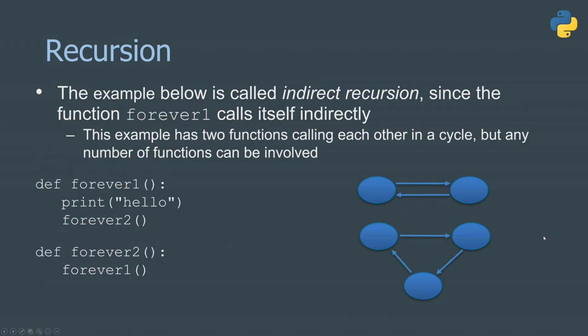Indirect recursion, and there's a couple of examples here, is when one function calls another function, and that other function calls the original. So here's an example where we have two functions. Forever2 calls forever1, and forever1 calls forever2. And it also prints hello, but you can see that it's going to go back and forth between forever1 and forever2. And that diagram looks like this, where we've got forever1 and forever2. Forever1 calls forever2, and forever2 calls forever1. It just goes forever. It's still infinite recursion. We don't have any way for this to exit.